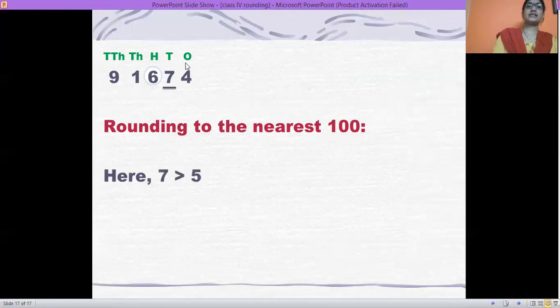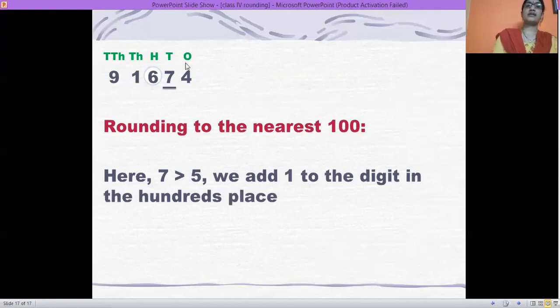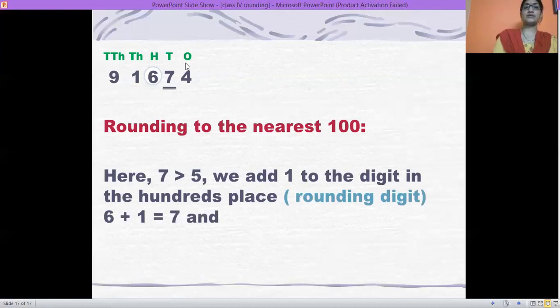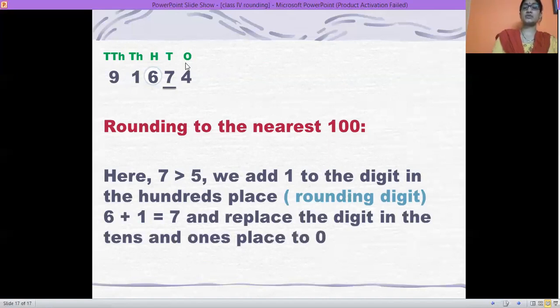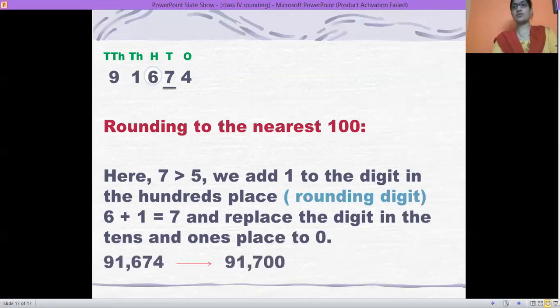Here 7 is greater than 5. We add 1 to the digit in the hundreds place, which is the rounding digit. So 6 plus 1 is equal to 7, and replace the digits in the tens and ones place with 0. 91,674 rounds to 91,700. See here, 100 has 3 digits in it. So only the last 3 digits of this number will be changed. Rest all digits will be written the same.